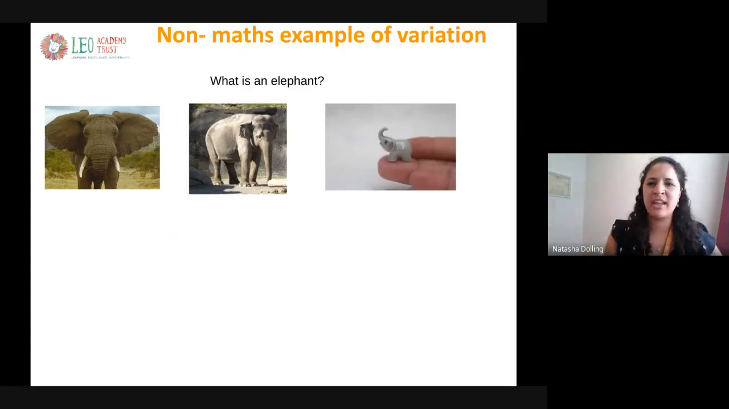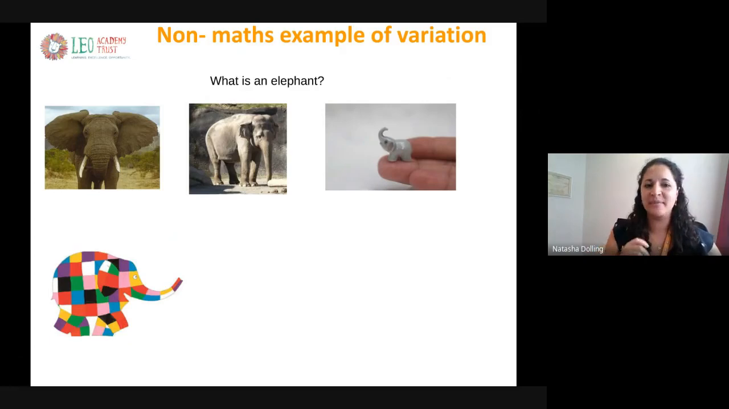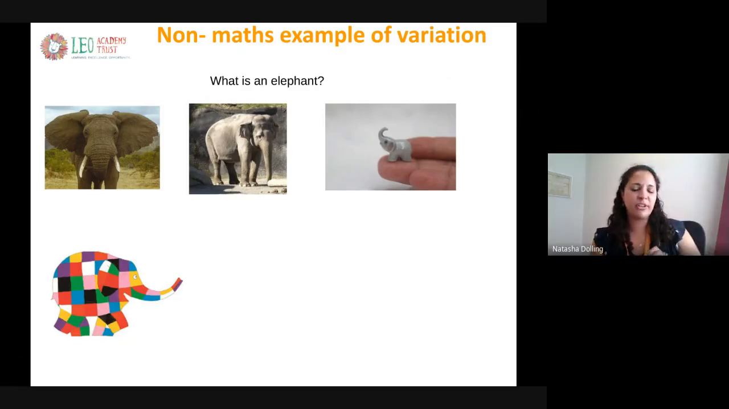And I'm going to say to you again, what is an elephant? And you might look at all those photos and you might say, an elephant is always grey. So I'm going to show you a photo of an elephant that is not grey. I'm hoping you're getting the idea of this. Good old Elmer the elephant. And I'm going to say to you now, what is an elephant? And you might come up with all sorts of different categories for what an elephant is. And then I'm going to show you this.